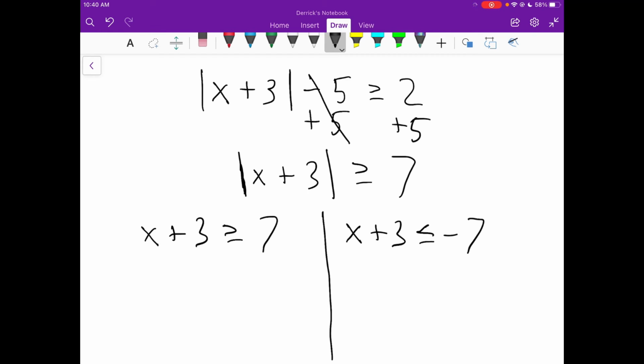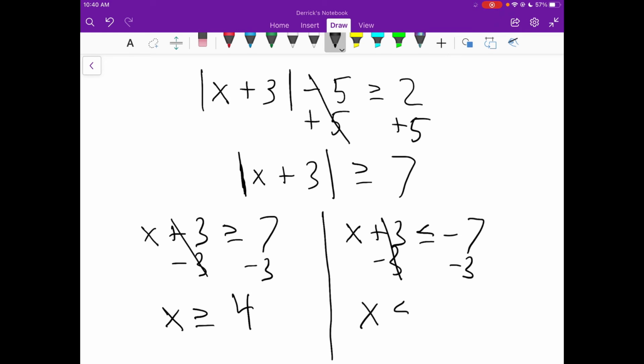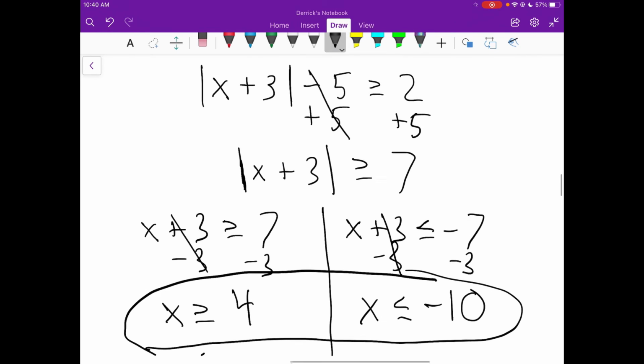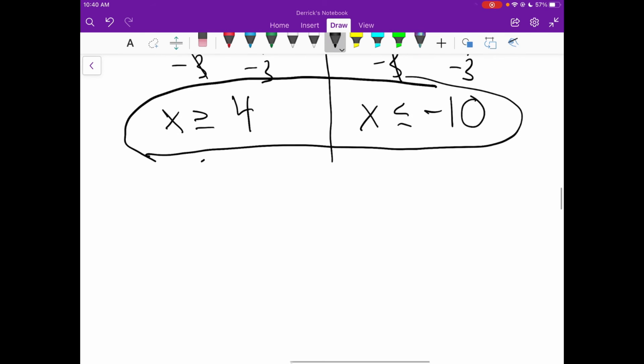Now that we've split up into those two cases, we're ready to go ahead and solve these out, which is going to be pretty straightforward. We just need to subtract 3. Positive 7 minus 3 would give us x is greater than or equal to 4. And negative 7 minus 3 would give us x is less than or equal to negative 10. So both of these inequalities together is going to represent our solution set.